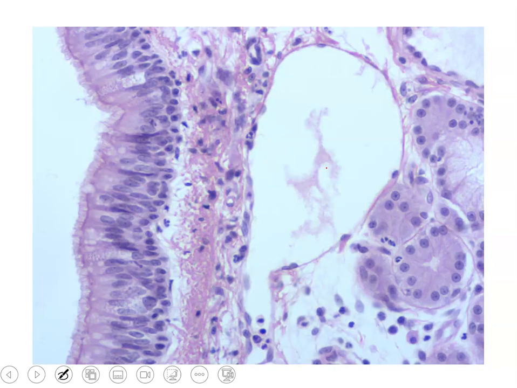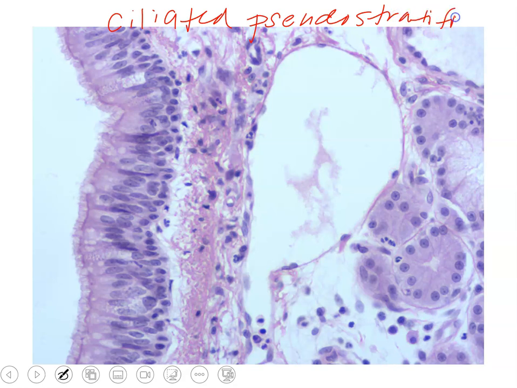And just another view of your ciliated pseudostratified columnar epithelium. I'll spell it out for you guys. Pseudostratified columnar epithelium. All right, don't mind the doctor handwriting. But don't forget, we do see cilia at the apical surface, so this is a ciliated pseudostratified columnar epithelium.